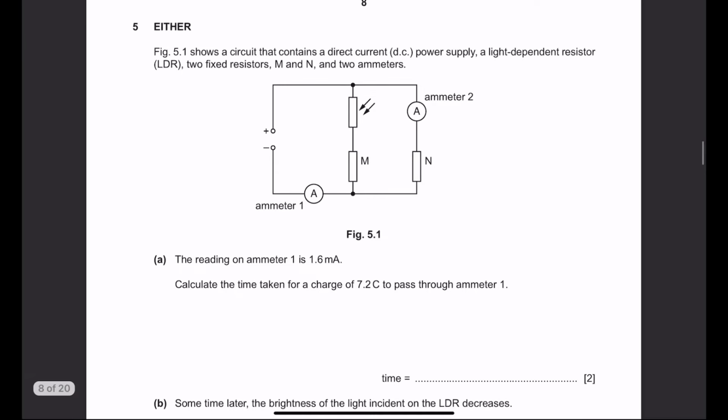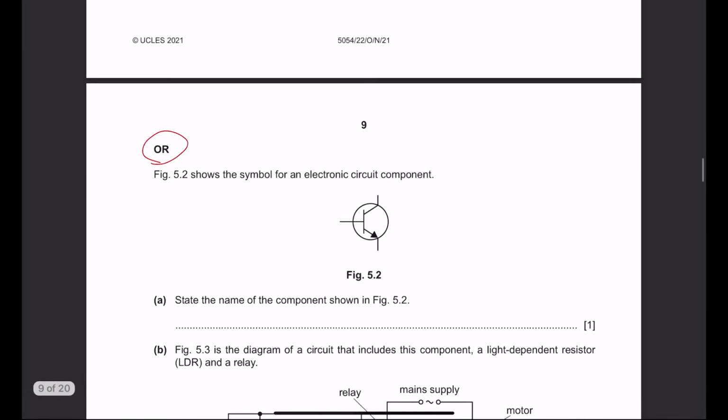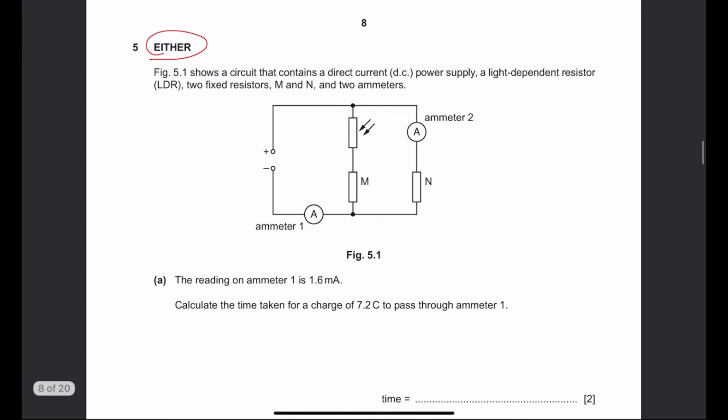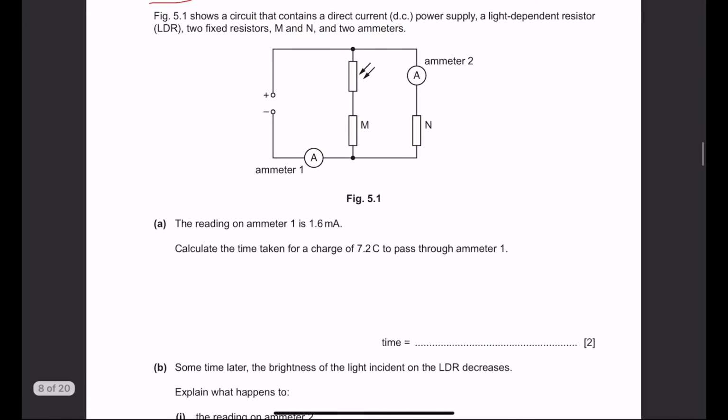Alright, moving on to question number 8. Now this question has two parts. Either you'll do this page or you can do this page, but obviously we are going to cover both in our practice at the moment. So the question says that you have a DC power supply and an LDR, light dependent resistor, and you have 2 ammeters. The reading on the ammeter 1 is 1.6 amperes. So make sure that you know that the current passing from here is 1.6 milliamperes.